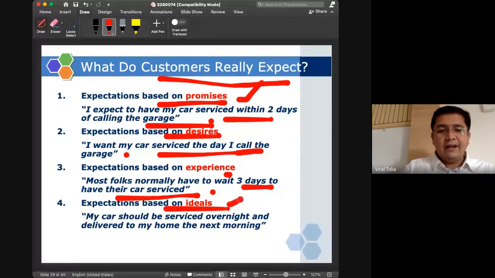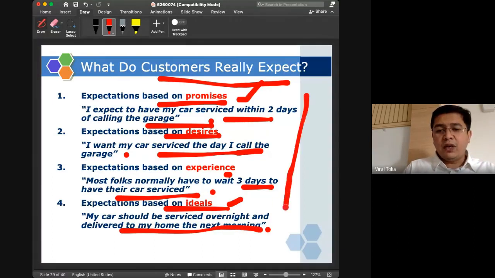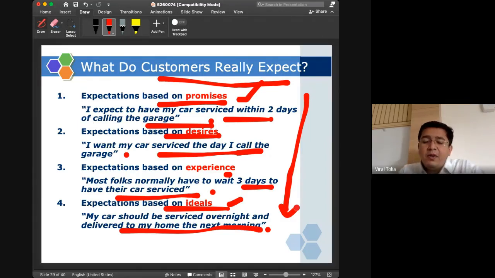Expectations are based on the ideals. My car should be serviced overnight and delivered to my home the next morning. Now imagine from here, if you can come down to any level, eventually it is a positive thing for the customer. And what will happen is you will increase your retention level. They'll become more positive about you. And the more positive and serious they become about your product, the more ready they are to purchase it. So can you drag your customers from promise to the ideal situation? Of course, for that you have to make a lot of changes. I'm not saying that it is not practically possible.